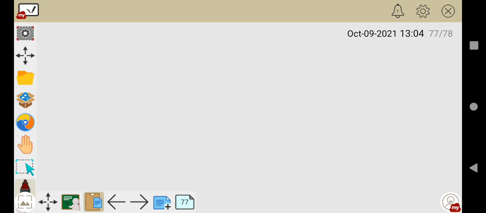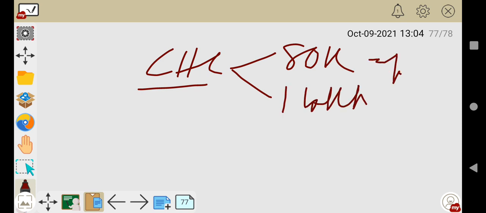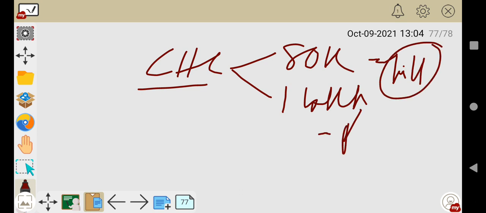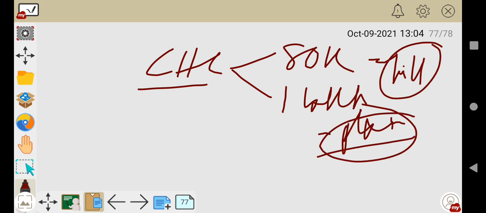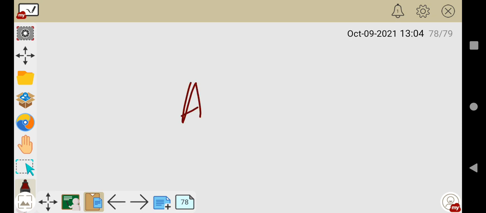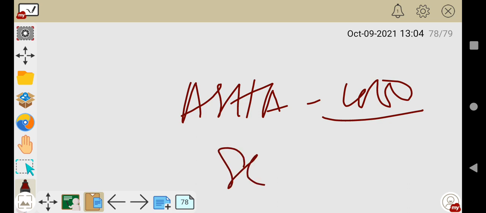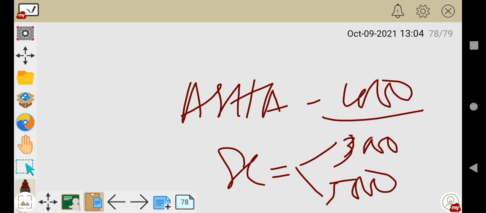Okay, then there is something this also been asked. Community health center, what is the population under it? Remember, 80,000 and 1 lakh. 80,000 for hills, and 1 lakh for plain areas. Okay? And if I say PHC, same, 20,000 and 30,000. 20,000 for hills, 30,000 for plains. Okay? Asha is for 1,000 population. Okay? Subcenter 3,000 in case of hilly, 5,000 in case of plains. Okay?